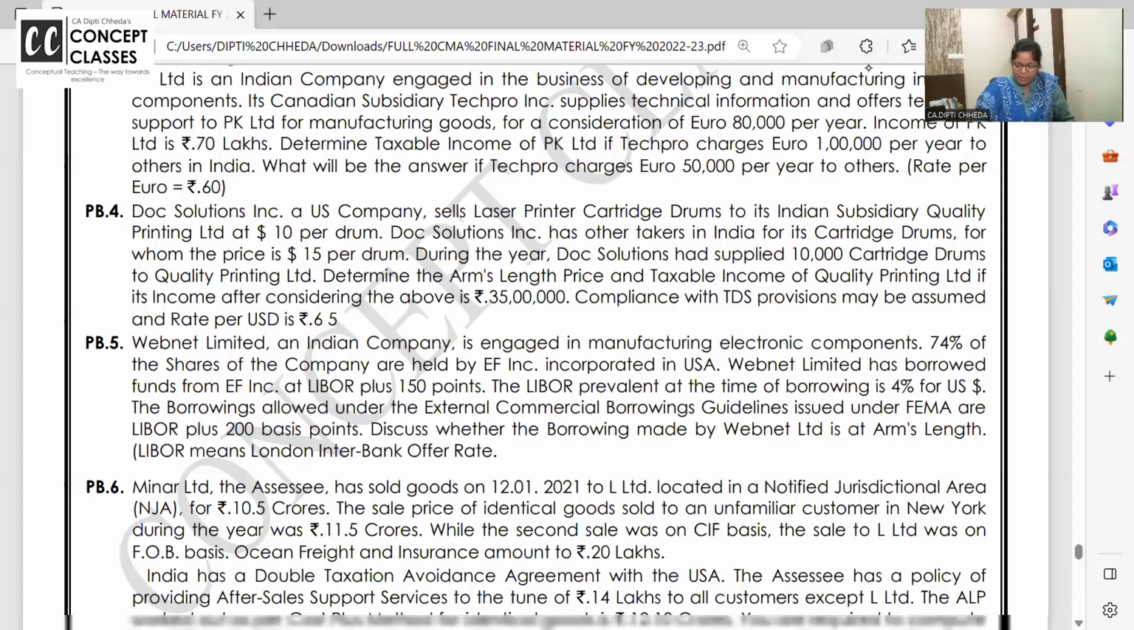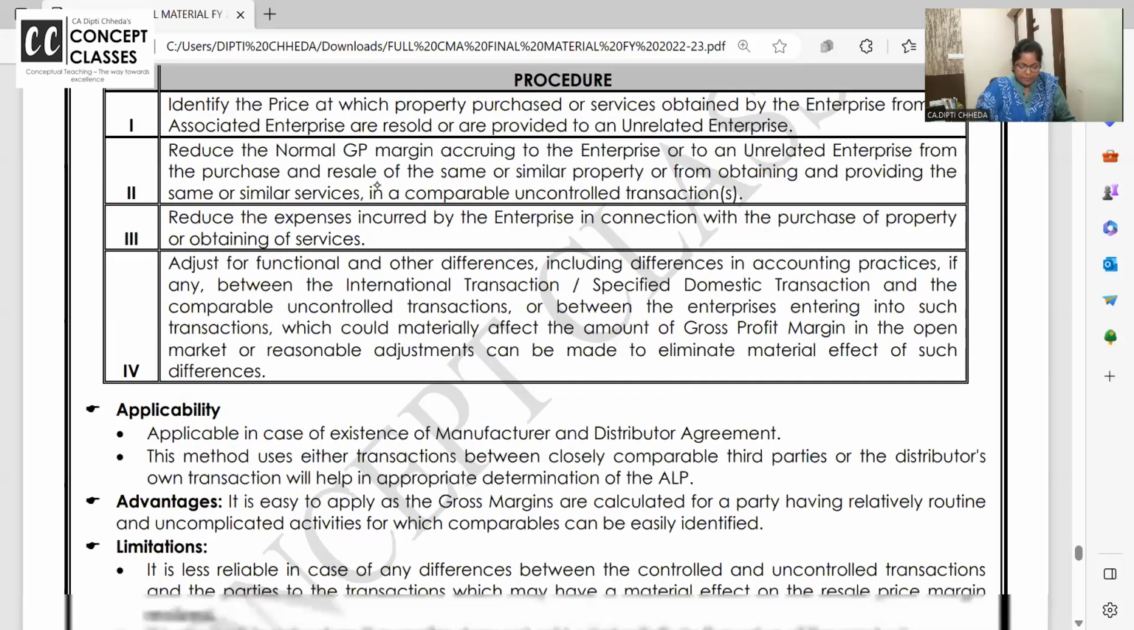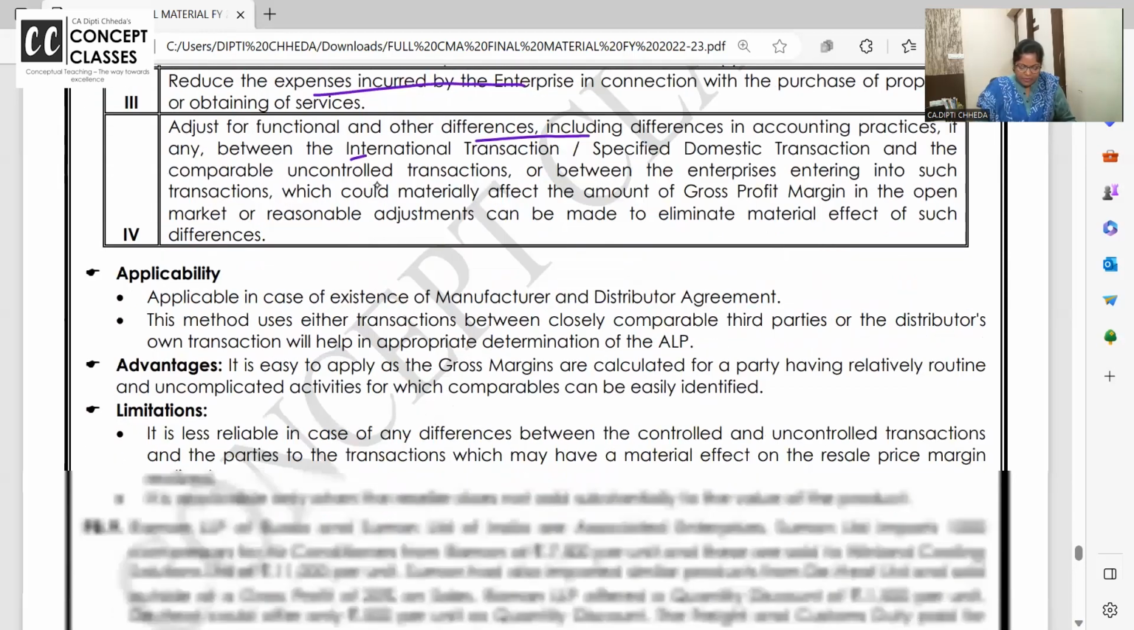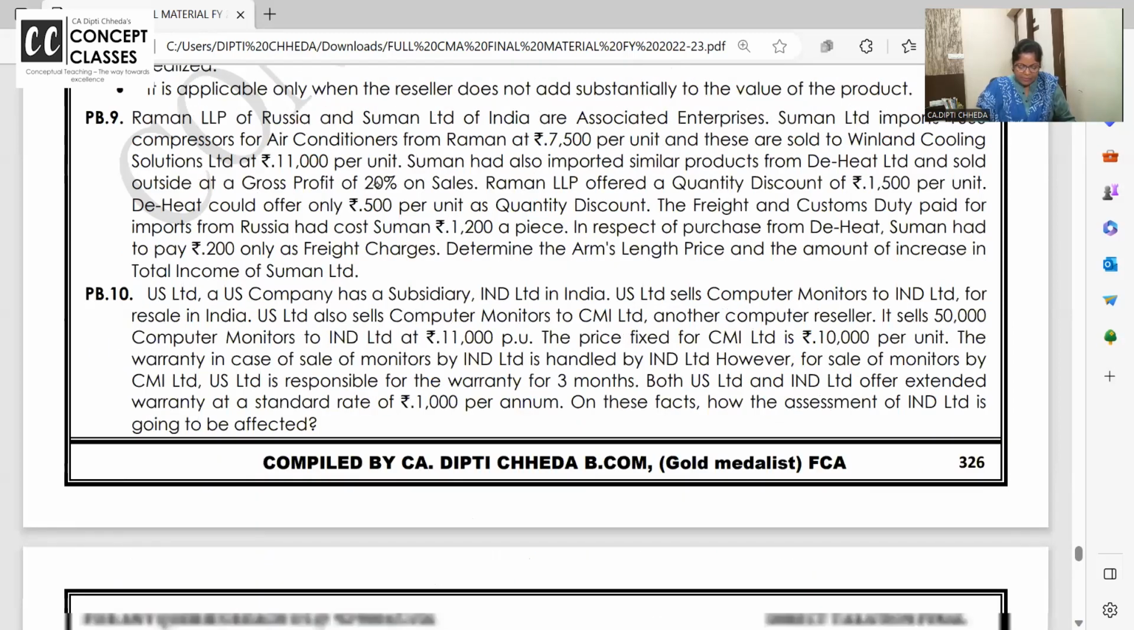Let us read that problem also. And that same problem is there; the same data you can solve with the TNMM method also. The 13th problem I am taking directly. RSP method, which we just saw: reduce the GP from the selling price, reduce all expenses, adjust the functional differences, and you will get the RSP method.